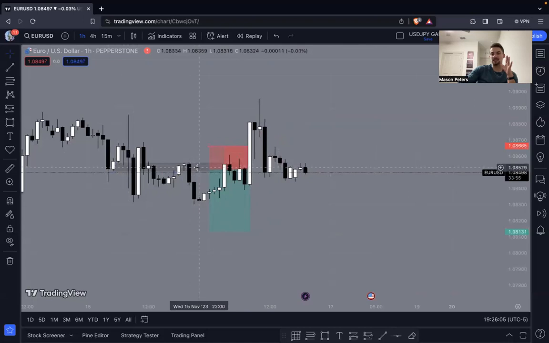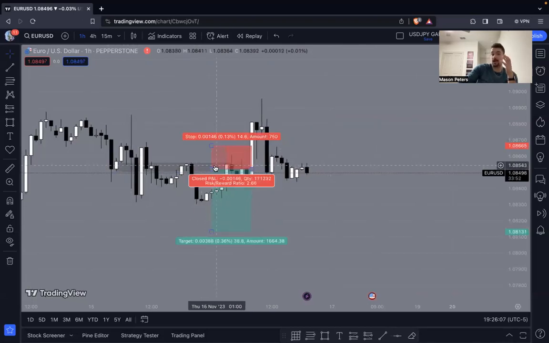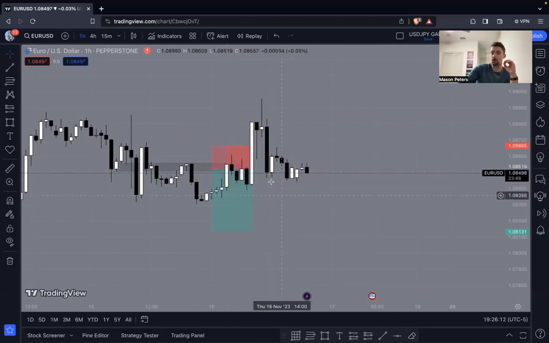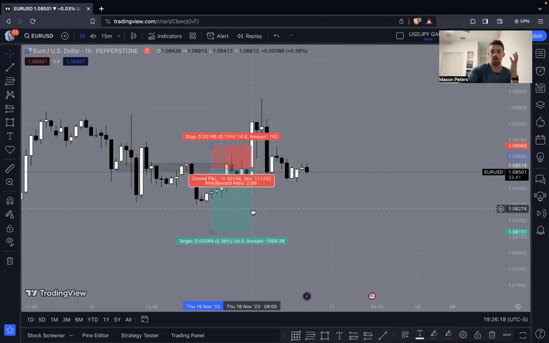Anybody shorting at this level, people are selling here, guys. People are placing sell orders right here at 3 in the morning. People are selling the market right here for God knows why. And the market just obliterates them.